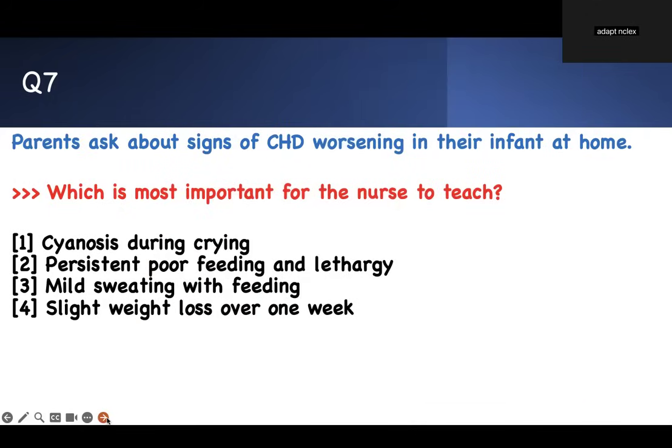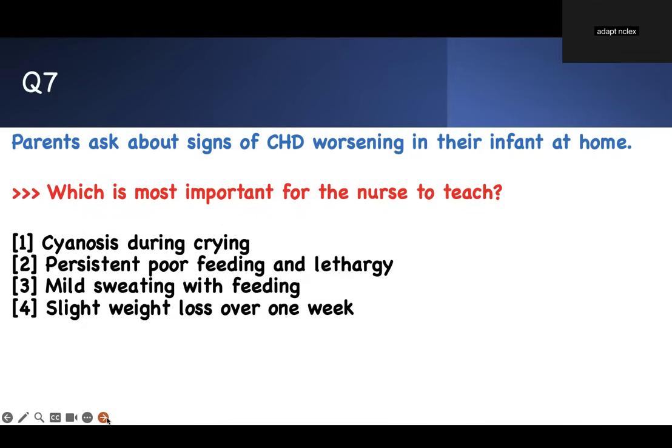Number 7, which is most important for the nurse to teach? What are you going to teach? Parent asks about signs of congenital heart disease worsening in an infant at home. That means, what do you think if you have a heart problem, whether you have left to right, right to left shunt, what would tell you your congenital heart disease is worsening.